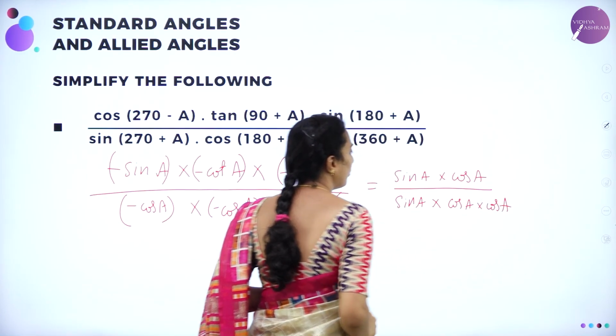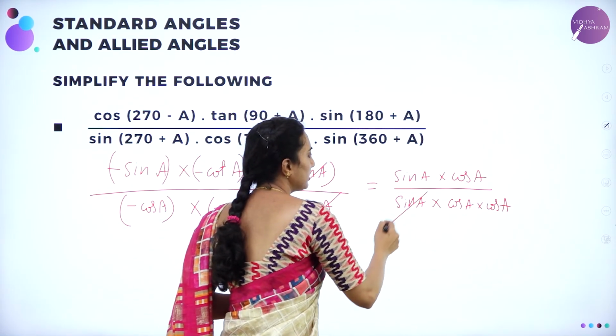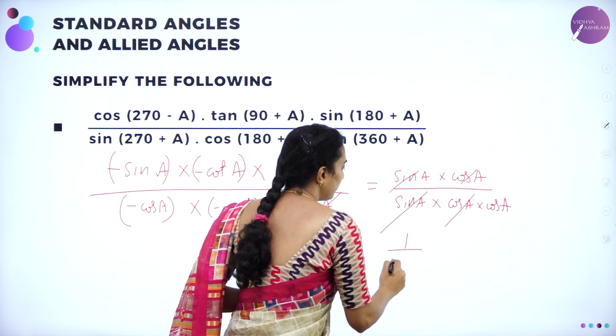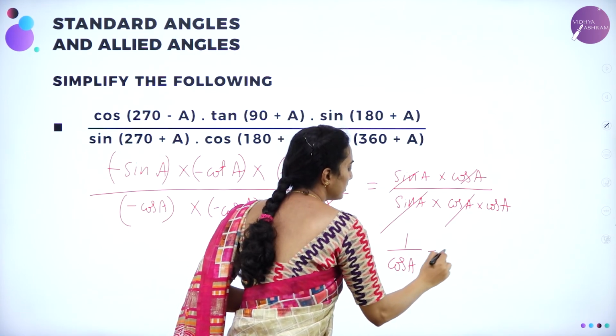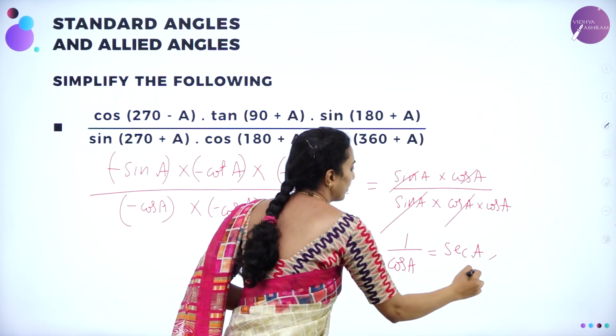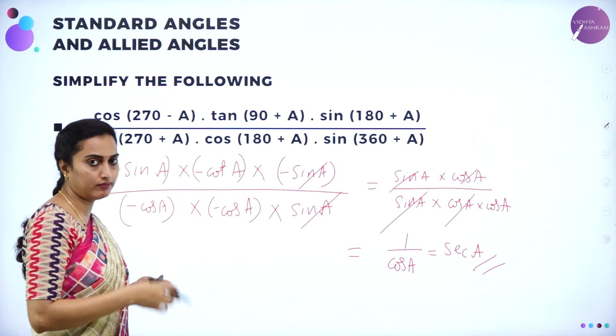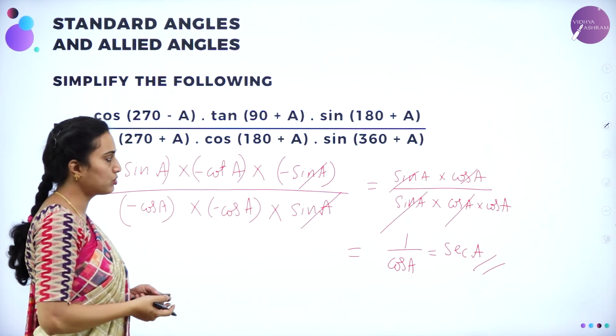denominator. So whatever can be cancelled will get cancelled here. Again cos a, sin a, 1 cos a, 1 cos a. But you are having 1 by cos a. But what is 1 by cos a? Which is secant a. Understood? I hope you understood this problem, how to solve. We'll move on to the next one.